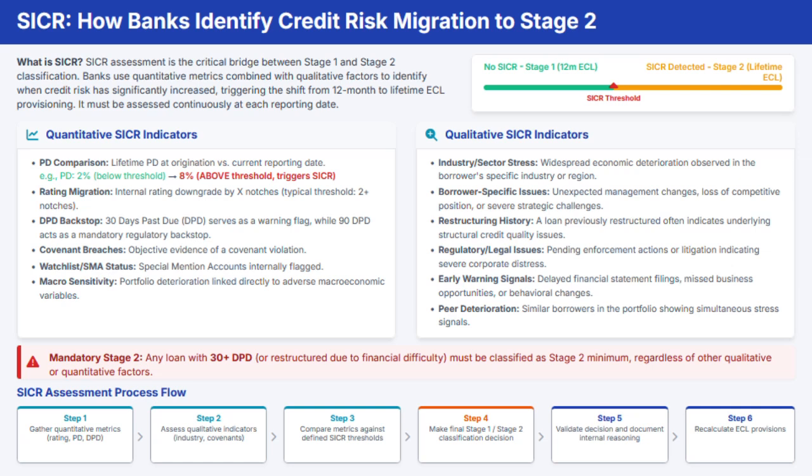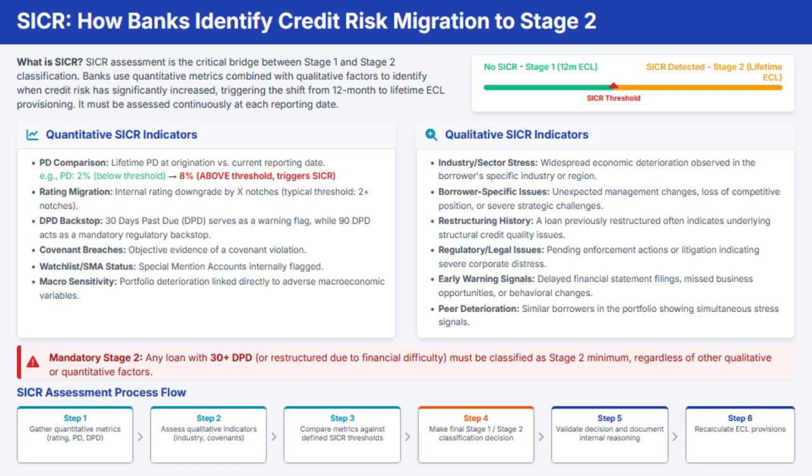There can be many other factors as well to determine this. One should follow the SICR assessment process as mentioned below. First, you need to gather the quantitative metrics like ratings and PDs for that particular borrower, and assess the qualitative indicators like industry scenario, or if any previous restructuring has happened, or any other factors as well, as mentioned in the qualitative SICR indicator on the right side.